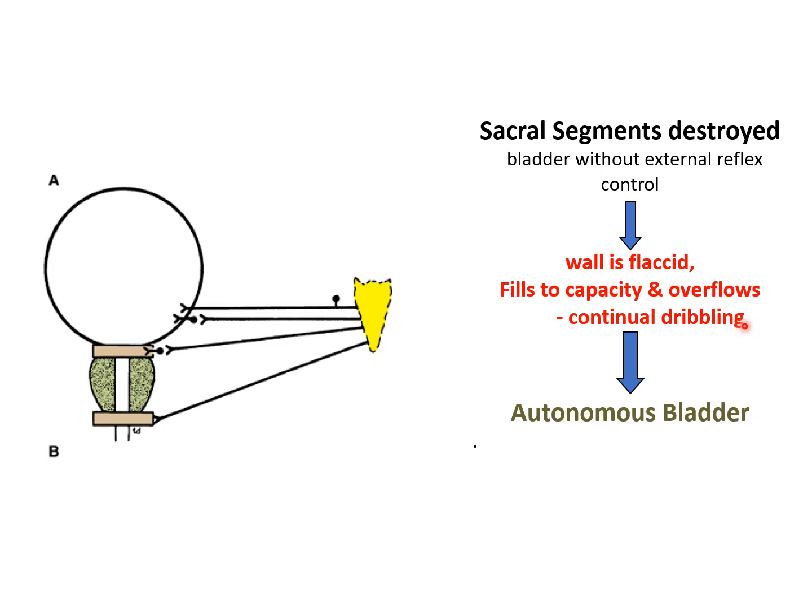There is continual dribbling. Now there is no effect on it at all. There is nobody responsible. There is nobody controlling it. It is an autonomous bladder, right? So you need to understand the atonic bladder, automatic bladder, and autonomous bladder. In an automatic bladder, the sacral reflex, the spinal cord reflex, is intact. Whereas in an autonomous bladder, there is no reflex action taking place. There is no higher center, there is no reflex action at the sacral segments. It's a lower motor neuron type of lesion which has taken place.